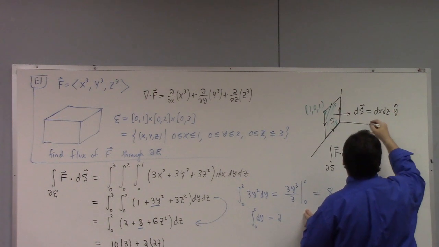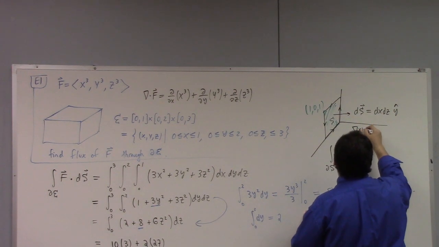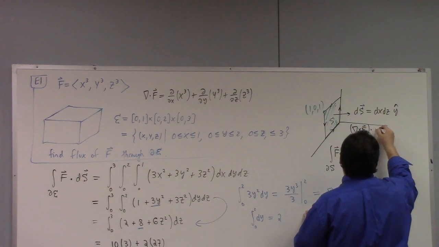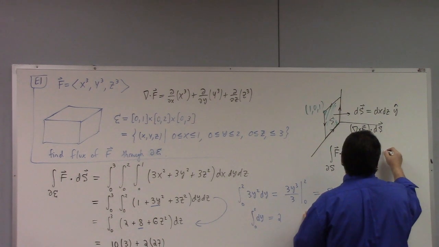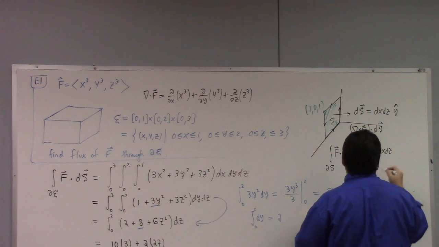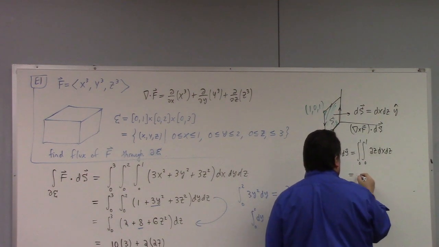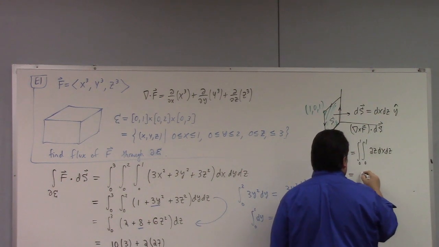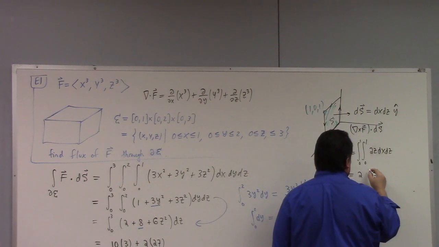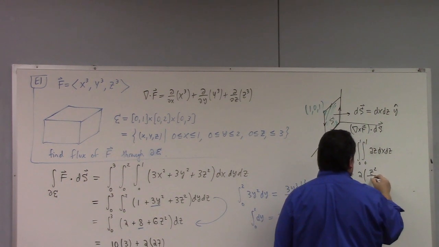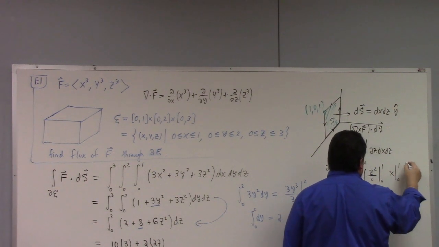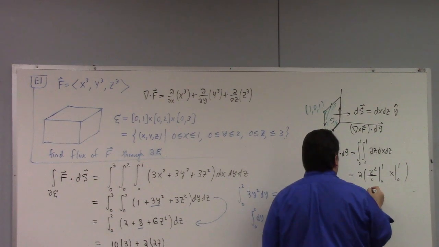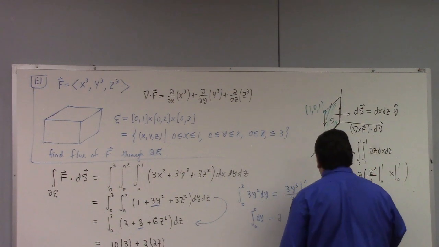What's the dot product of the curl with ds here? It's just 2z dx dz. So that would integrate to 2 times z squared over 2, value from 0 to 1, and of course x value from 0 to 1. So also known as 1. Okay, well, there you go.